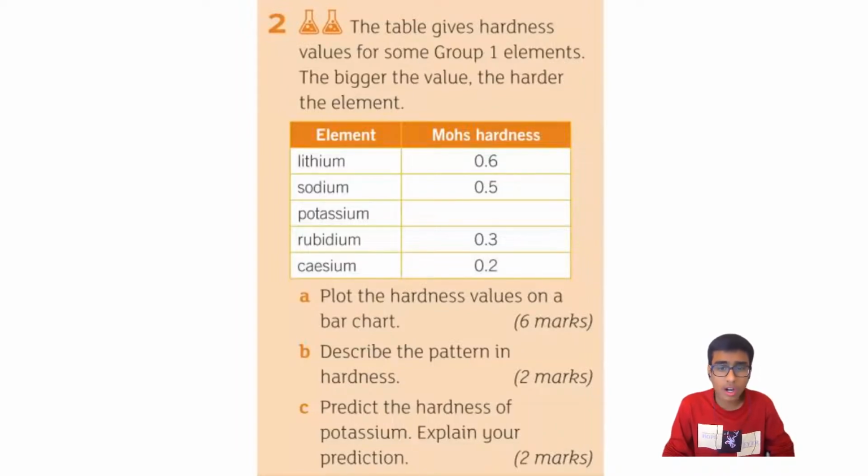So you have to plot the hardness values on a bar chart. So we looked at this before, previously in the last session, I think it was 1.2. We looked at what bar charts are as well. So that can be very useful to make a bar chart over here. And you can describe the patterns in hardness, and you have to predict the hardness of potassium. And you have to explain your answer. You have to always justify your answer.